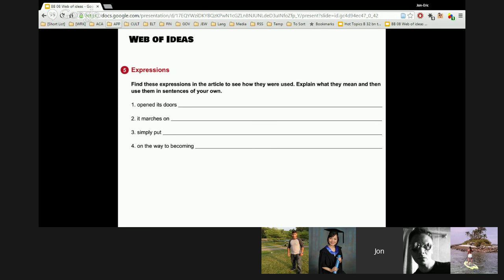So what does it mean that the medium marches on in this case? It marches on, or time marches on. Does that make sense? Yes, it means continues. It means progresses. So marches on, continues to progress. If I say to you, the company opens its doors on the 21st, what is the company doing that it hasn't done before?